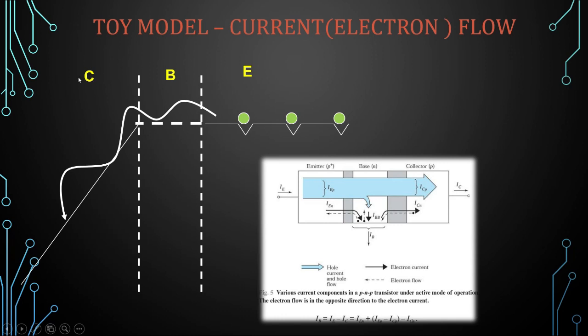So we have three regions: collector, base, emitter. From the emitter, these electrons will start moving towards the collector. While moving to the collector, these electrons should cross the base. While crossing the base, a few electrons will settle down in the base, forming base current, right? We'll see how it happens when we give the emitter proper voltage. So this is VBE, and the negative terminal will repel these electrons.